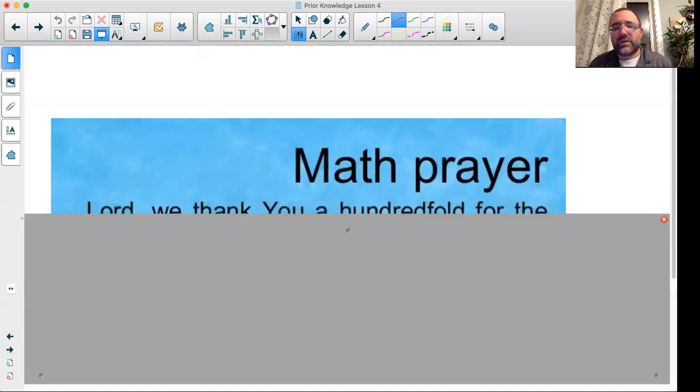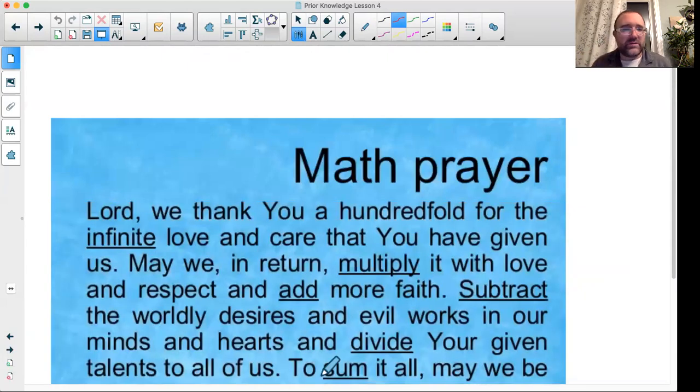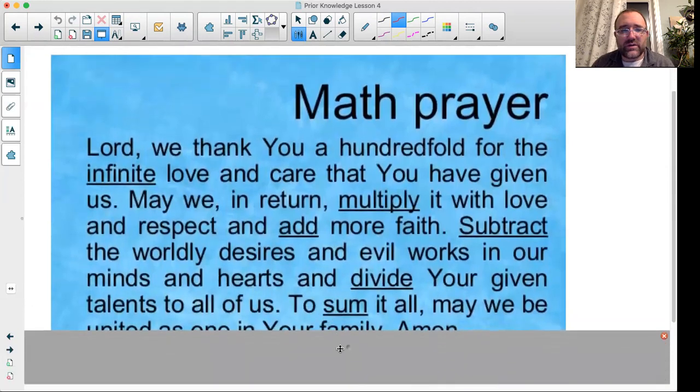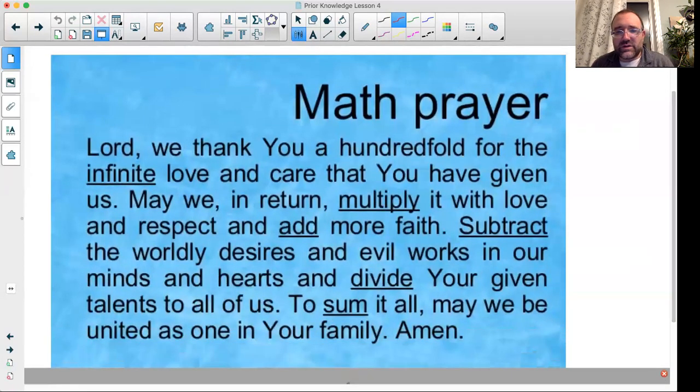Let's finish off with a prayer here. May the Father, Son, Holy Spirit, Lord, we thank you 100-fold for infinite love and care that you have given us. May we in return multiply it with love and respect and more faith. Subtract the worldly desires and all evil works in our minds and hearts. Divide your given talents to all of us. To sum it all, may we be united as one in your family.